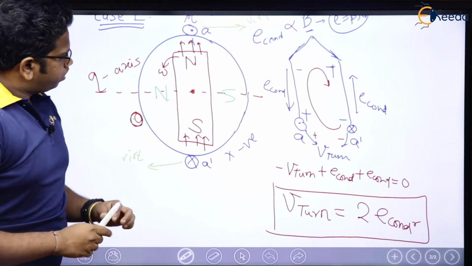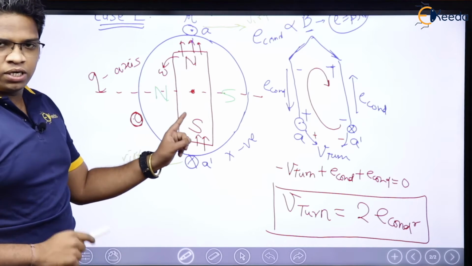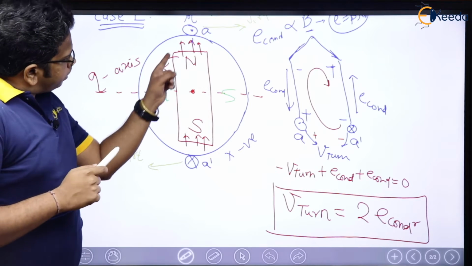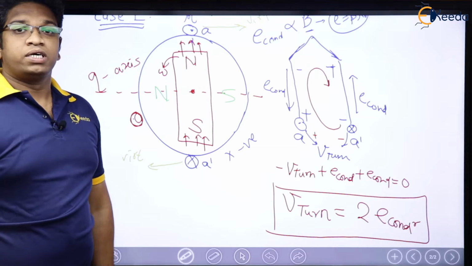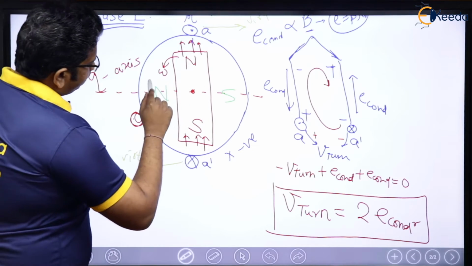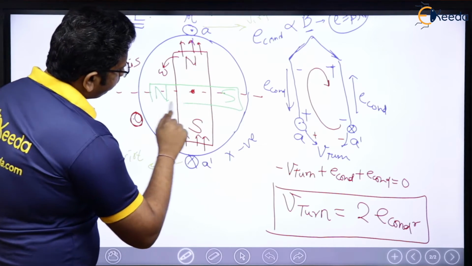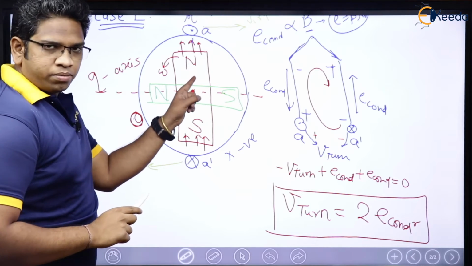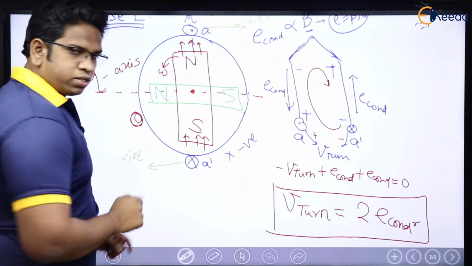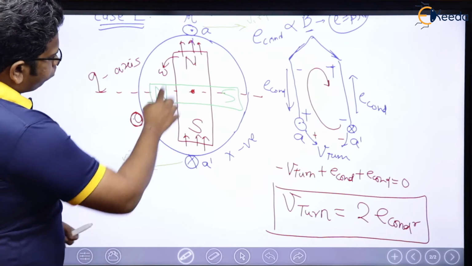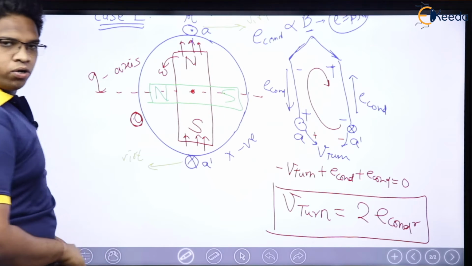Now please tell me what is going to happen in this particular position. After 90 degrees, what will happen? EMF induced in A will be what? We know when this one gets shifted here, this and this are the same. This is after the rotation by 90 degrees. North pole will come here, south pole will go there.